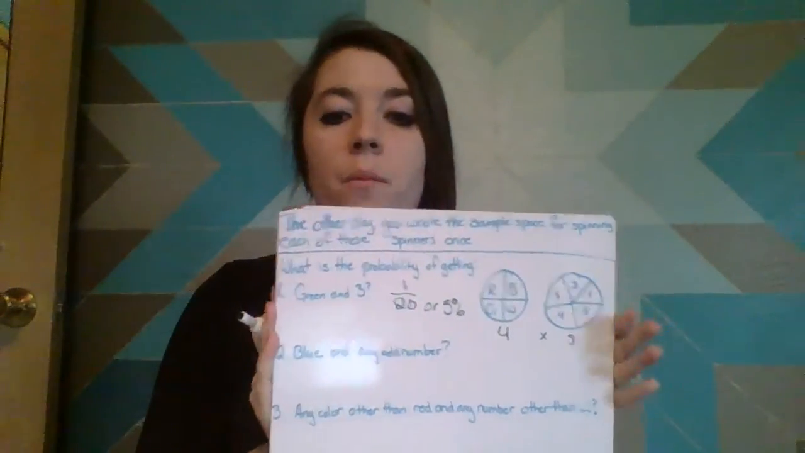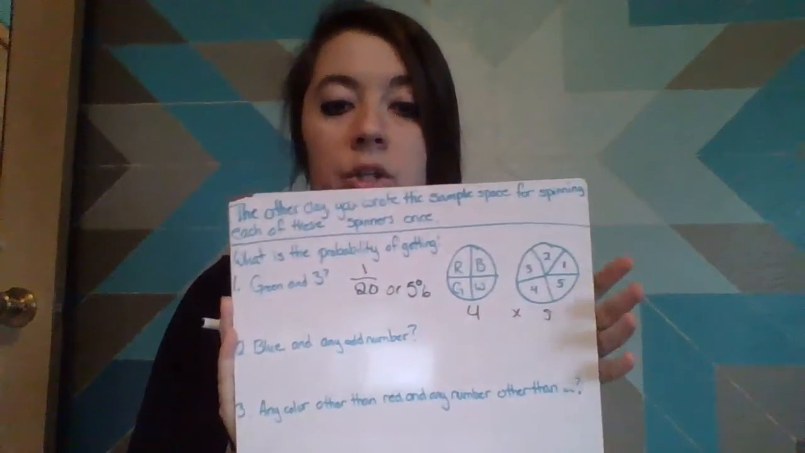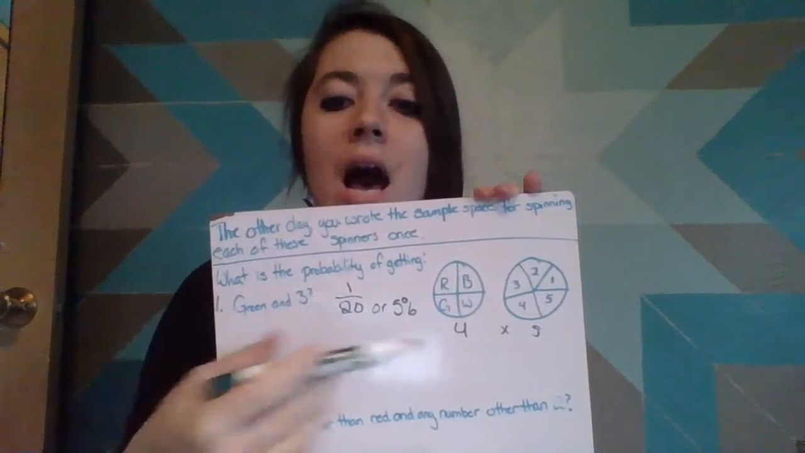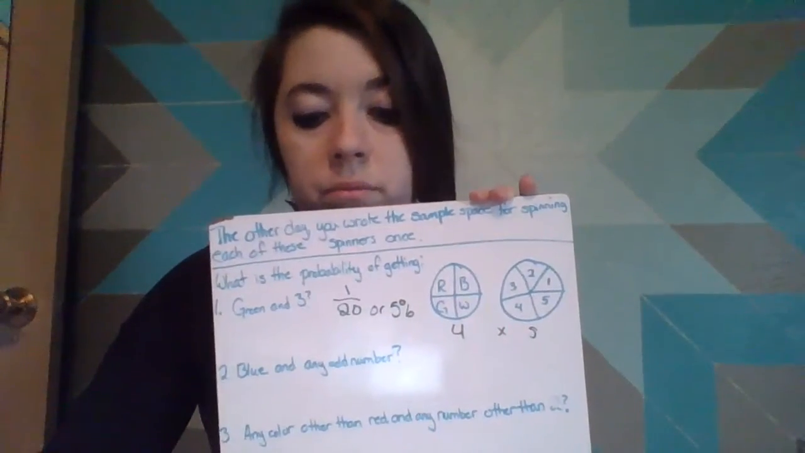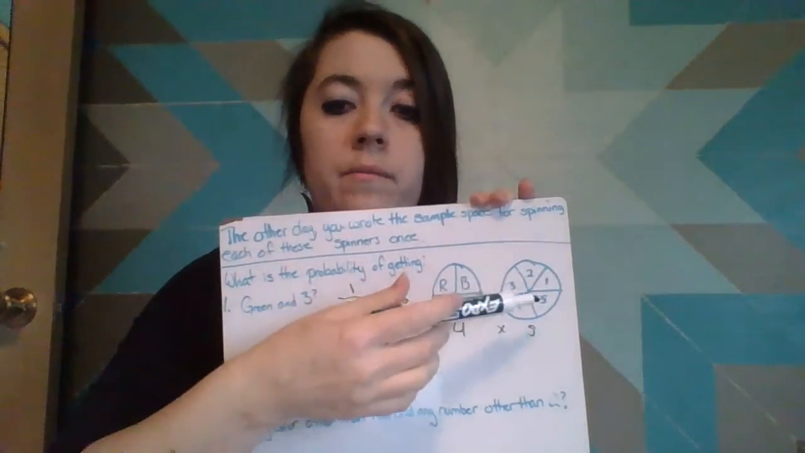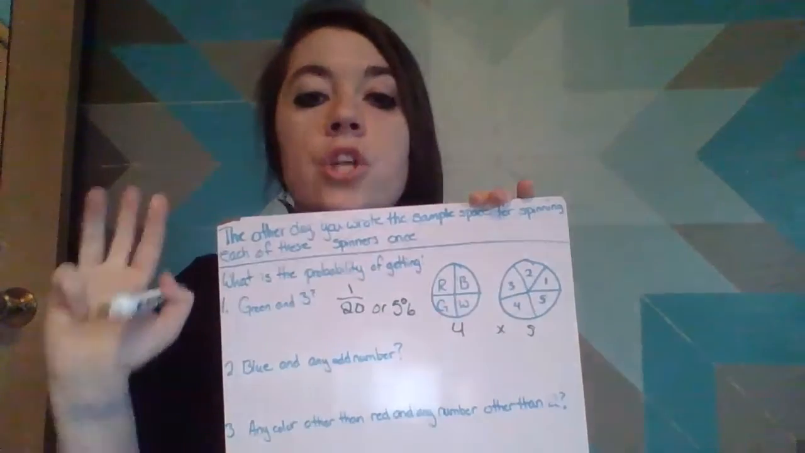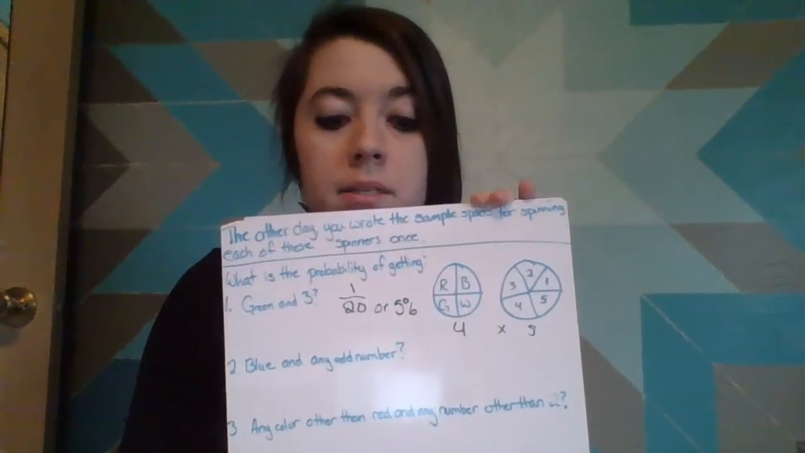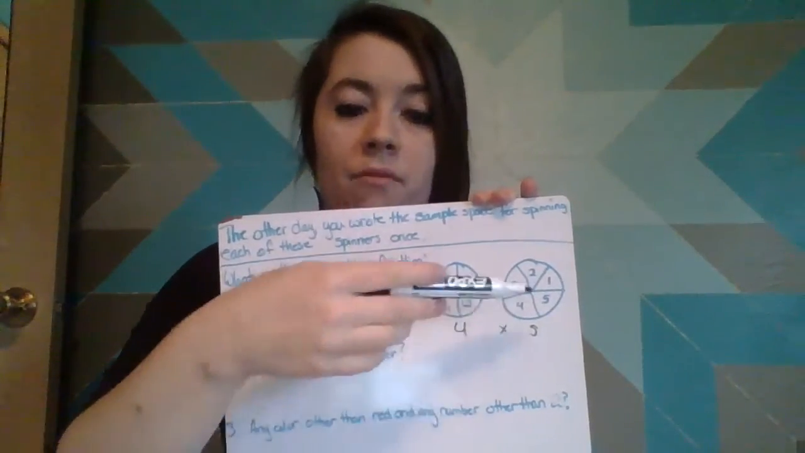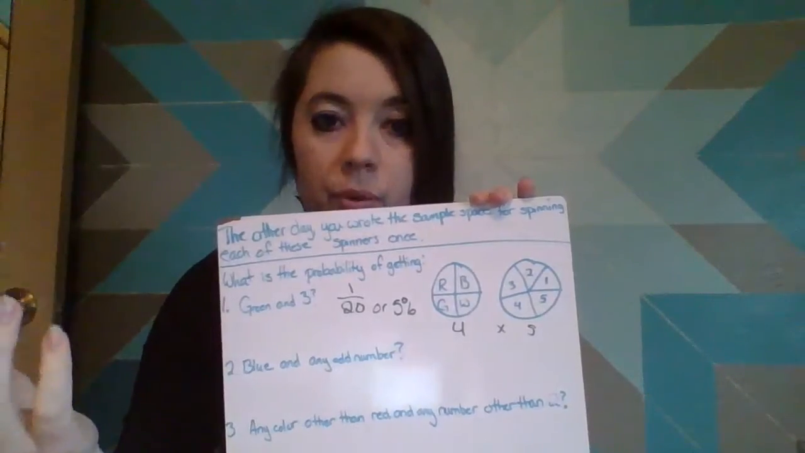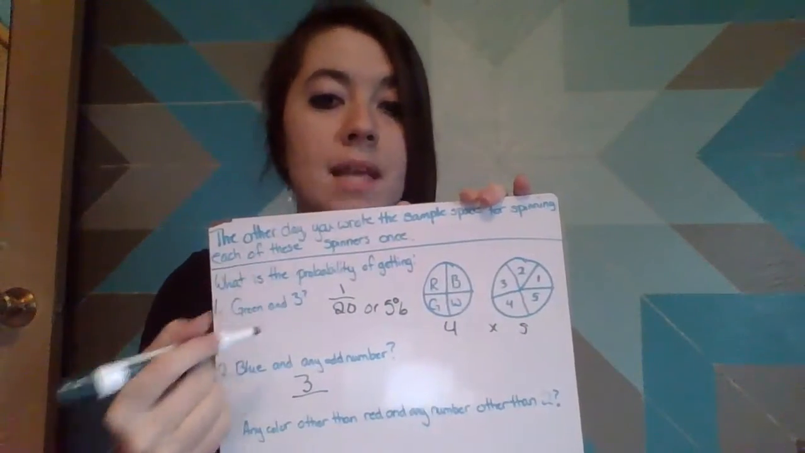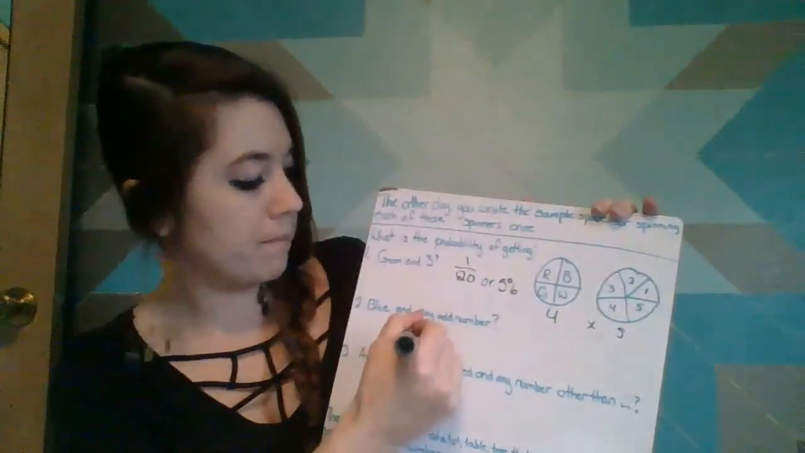All right, the next one. What about getting a blue and any odd number? So first of all, we have to think about, okay, how many odd numbers are there over here? Well, we've got 1, 3, and 5. So there's 3 different odd numbers, and we have our blue. So we can have a blue 1, we can have a blue 3, we can have a blue 5. So that's 3 out of, well, we're looking at the same sample space, so it's 3 out of 20.